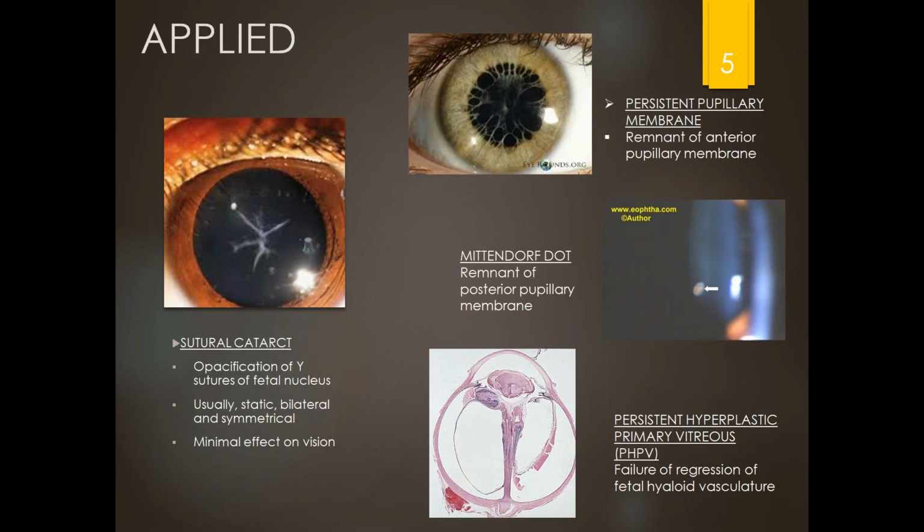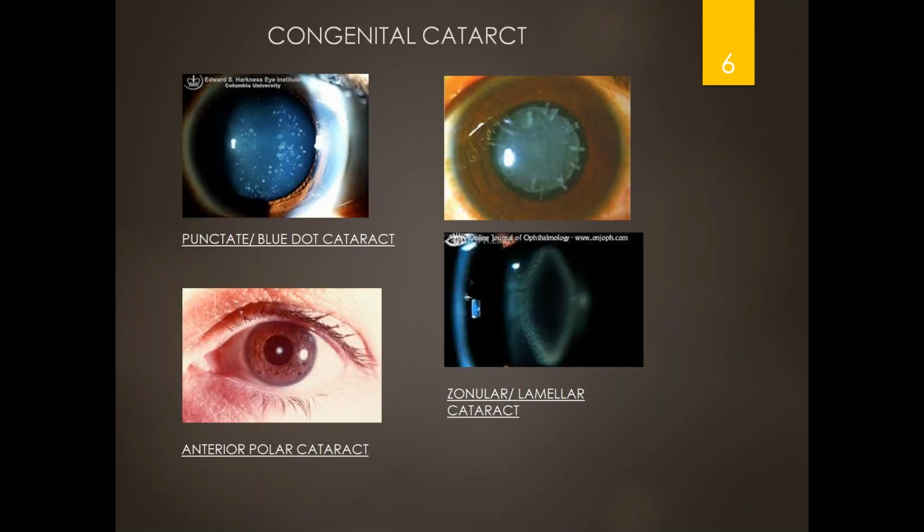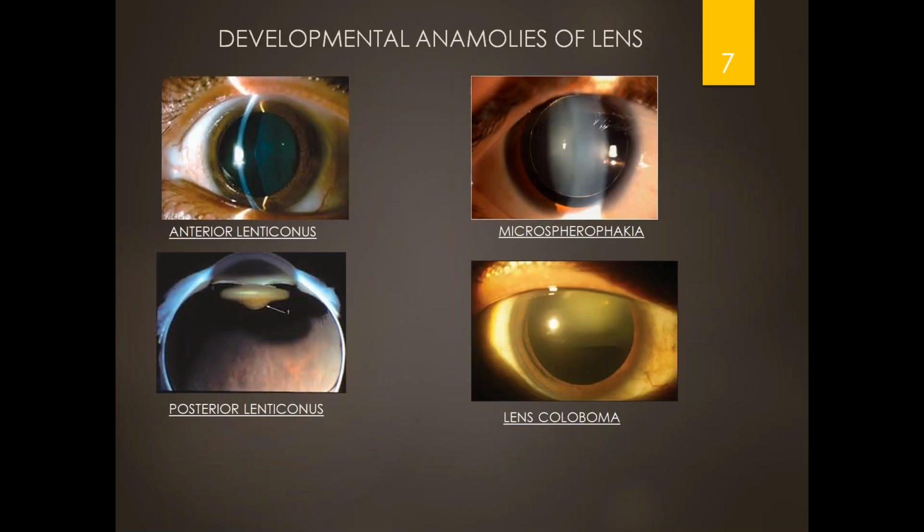So there are different types of cataracts. It's a very interesting thing to see the variety of cataracts you find in the OPD. There are sutural cataracts, persistent pupillary membrane, Mittendorf dots, PHPV, then congenital cataracts. In congenital cataracts, they are either the blue dot cataracts or the zonular or the lamellar cataract. And then there's an anterior polar cataract. Then they can be either an anterior lenticonus, or posterior lenticonus, or microspherophakia, or a lens coloboma even.